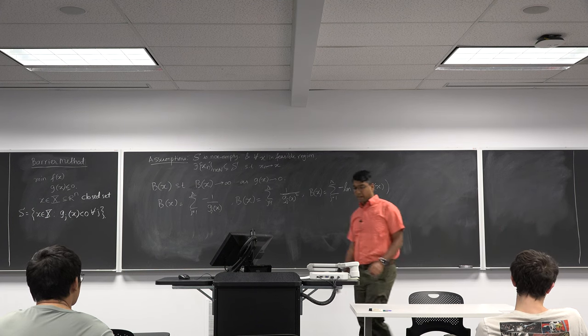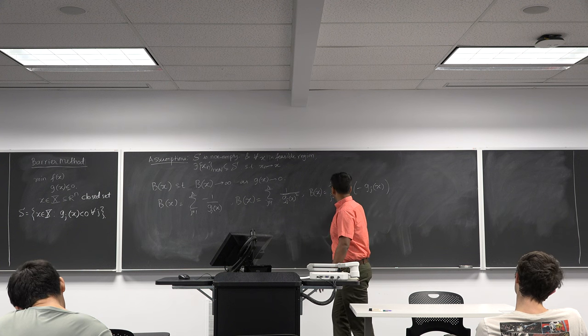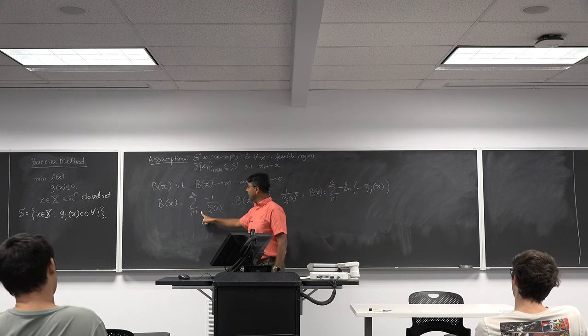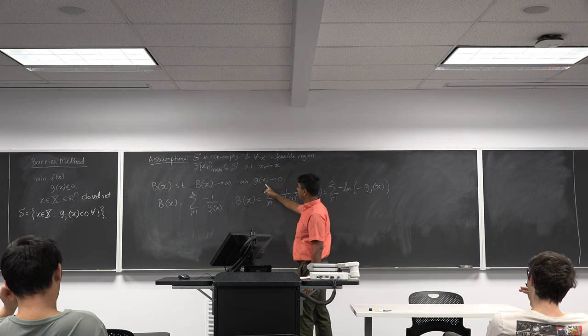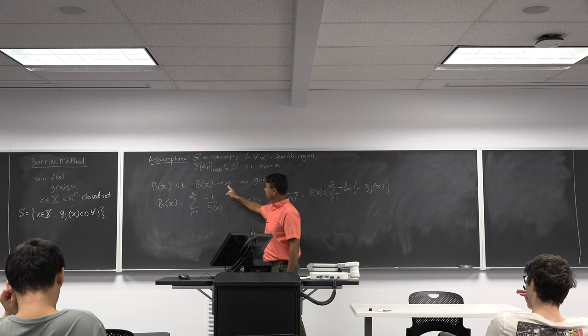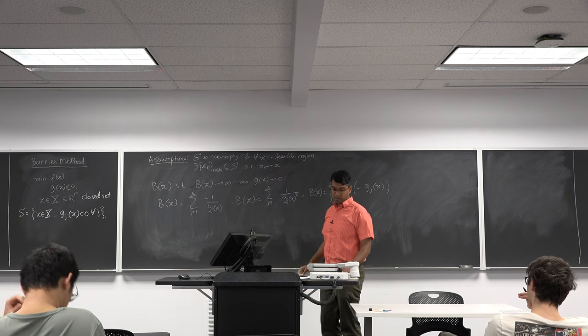Okay, so I've created this barrier function. This is known as logarithmic barrier function. This is known as inverse barrier function. And the property of the barrier function is it escapes to infinity as g(x) goes to 0.